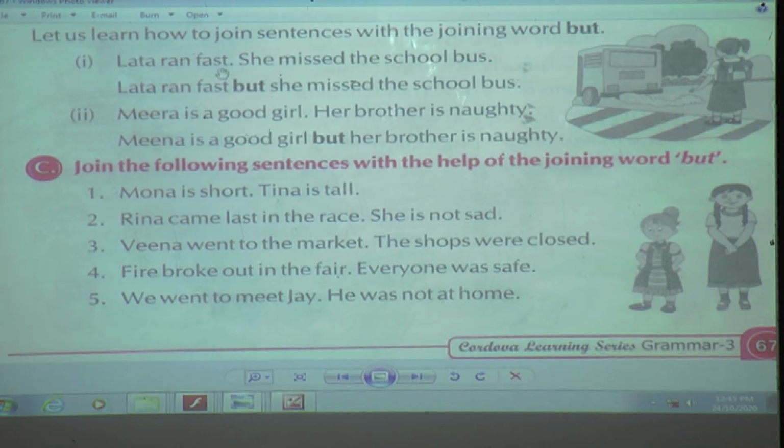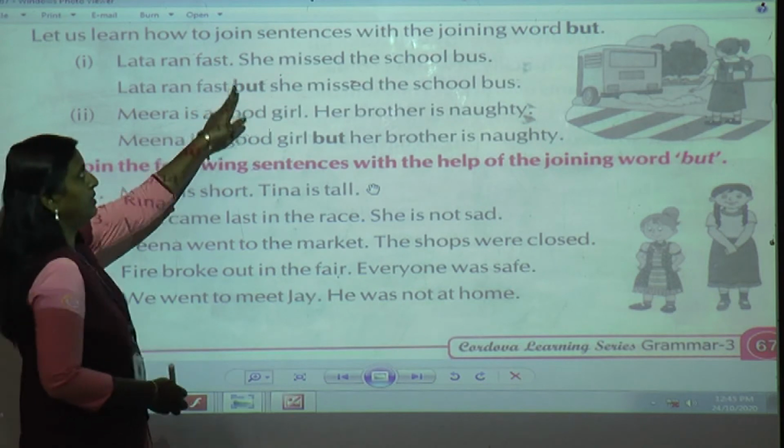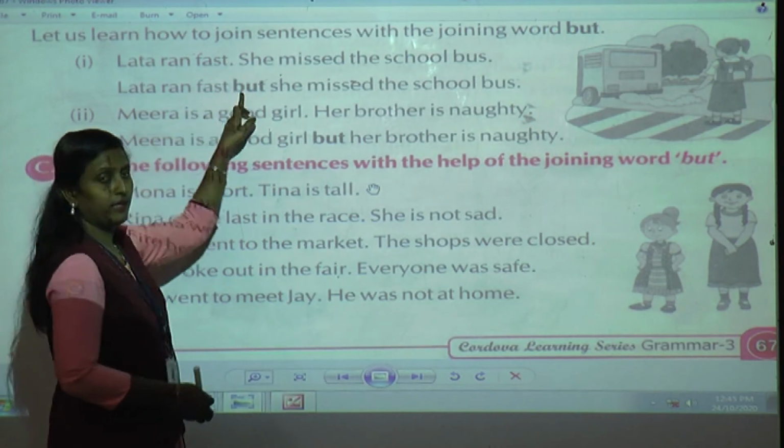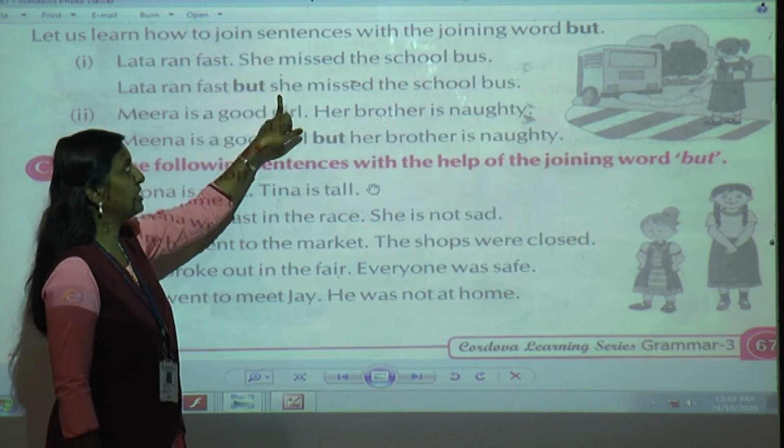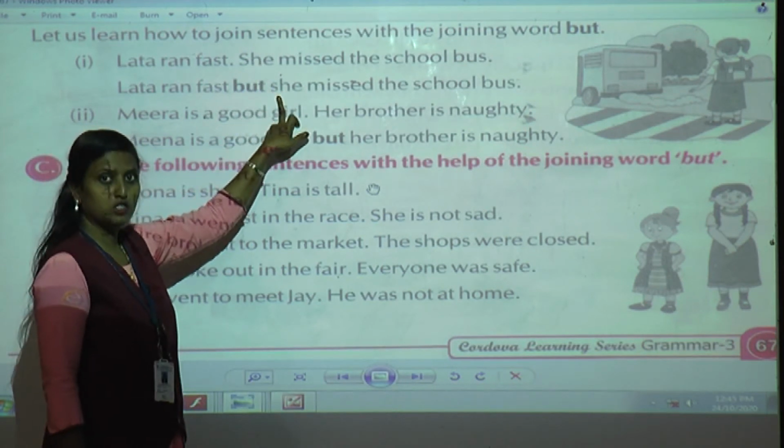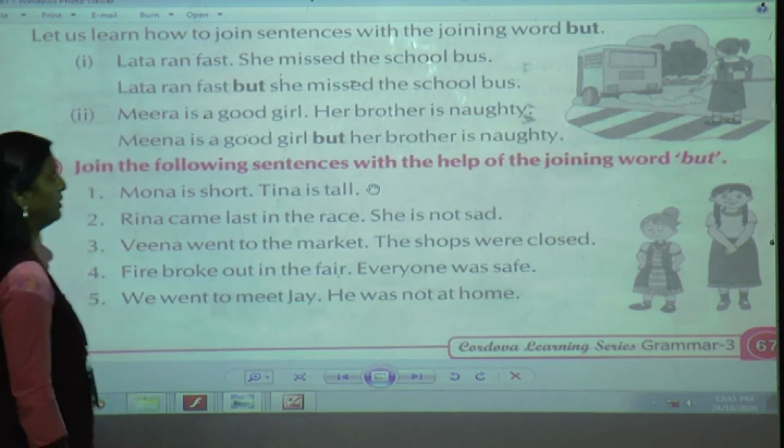Lata ran fast. Full stop. She missed the school bus. Now even though she ran fast, then too she missed the school bus. So which conjunction is joining these two sentences? Yes, but. Now here also we have done the same. See, full stop we have removed and then we have used but. And now when I am using this she, so my S will become small. Only this thing you have to keep in your mind.